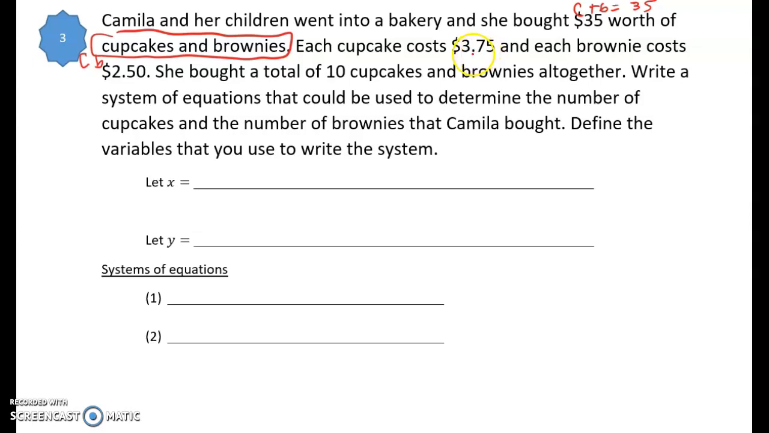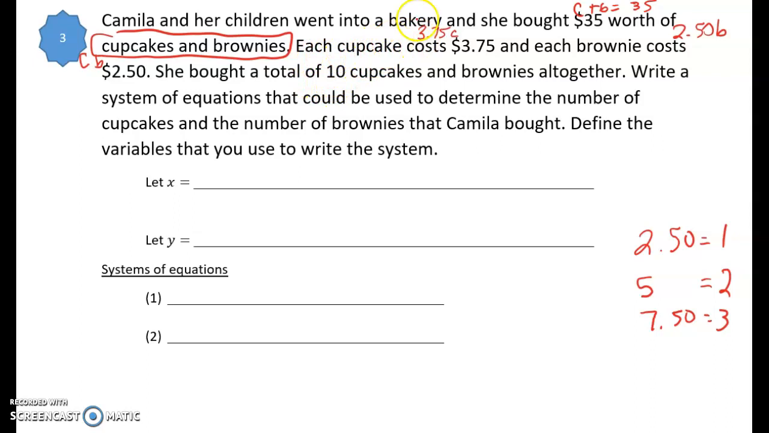So it costs $3.75 for every cupcake. So how would I write that mathematically? Well, I would take my $3.75 times my cupcakes. And each brownie costs $2.50. So just think about this. If I have one brownie, it's going to cost $2.50. If I want 2 brownies, it's going to cost $5. If I want 3 brownies, it would cost $7.50. So what I'm essentially doing is taking my $2.50 and multiplying it times how many brownies I have. So that's where we get $2.50 B for brownie.